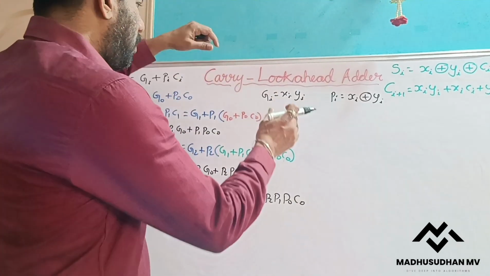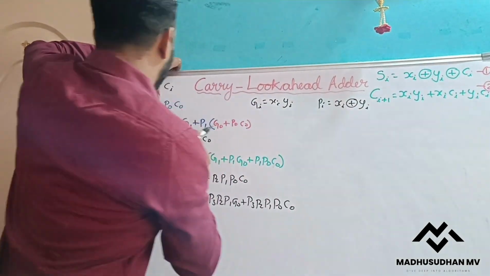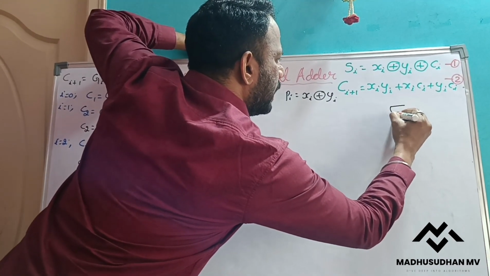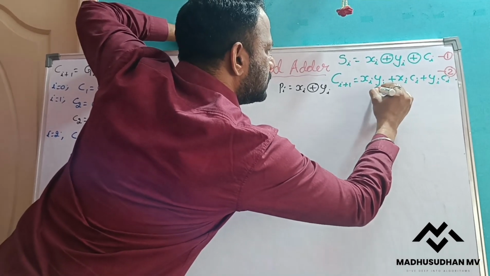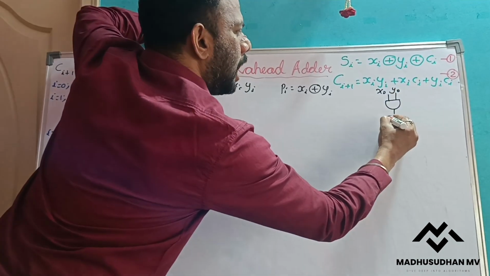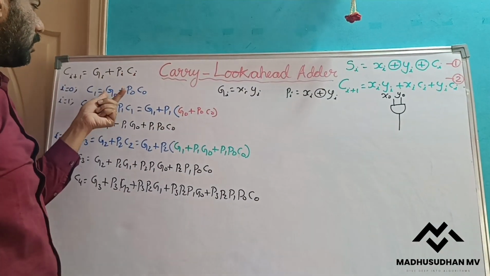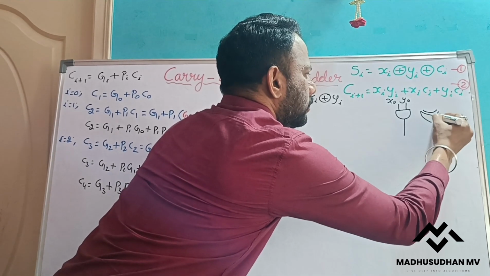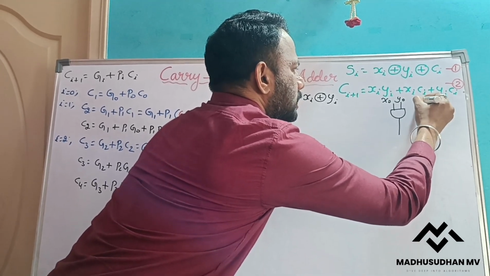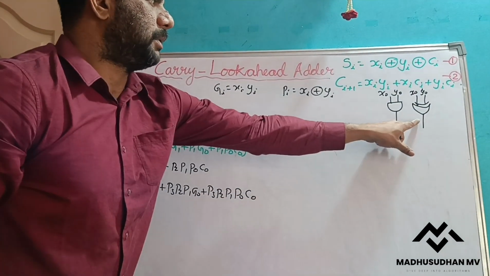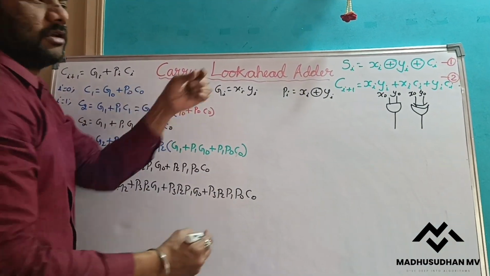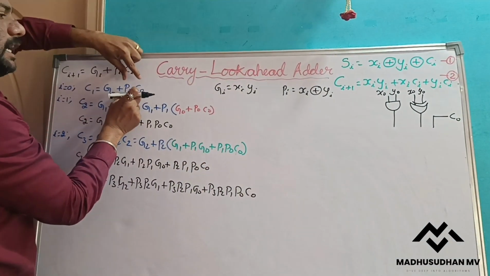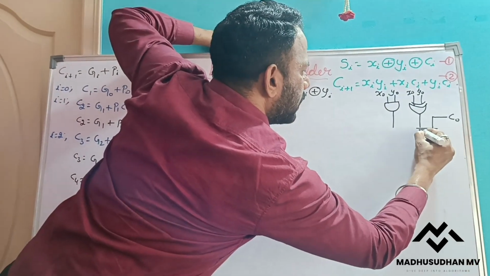Now let us write the circuit for this. C1 means G0, and G0 means X0 into Y0. That means I need one AND gate. If this is my X0 and this is my Y0, I will get G0. P0 is the exclusive OR, so that is one exclusive OR gate with the same inputs X0 and Y0. Here I get P0 and here I get G0. Then P0 into C0 I get, with the one initial carry C0, so that is an AND gate.